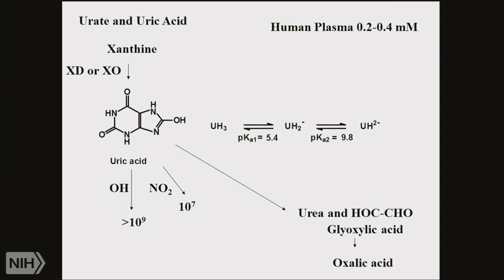And so if you take xanthine, again, we'll just go through this. You make uric acid here. But uric acid, you can see these hydroxyl radicals, the scavenging effect is like 10 to the ninth. NO2, which is one of the potential species of things like the NO-oxygen reaction or the peroxynitrite reaction, this is a very effective scavenger of NO2. So depending on its pH, again, its pKa is 5.4, these reactions are actually quite facile here.